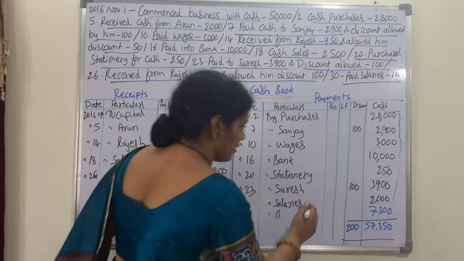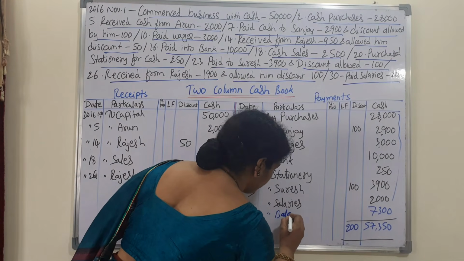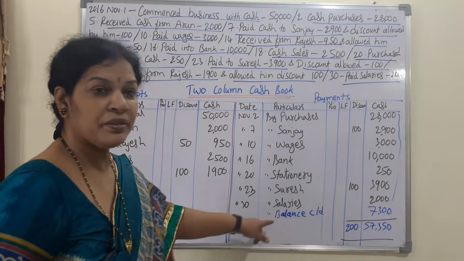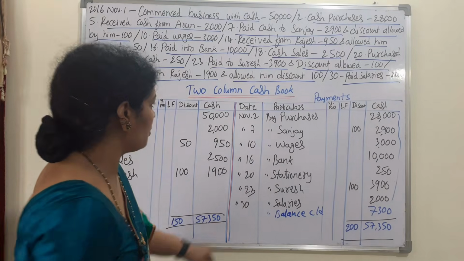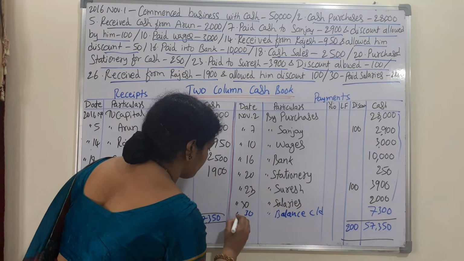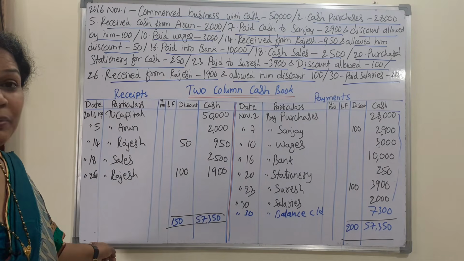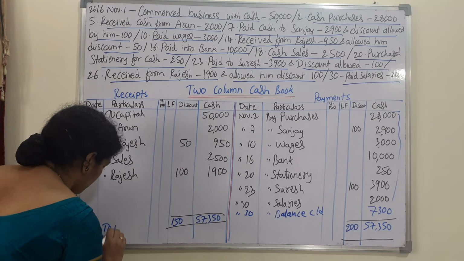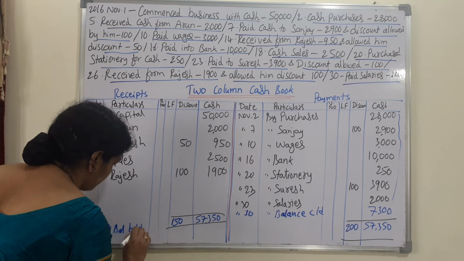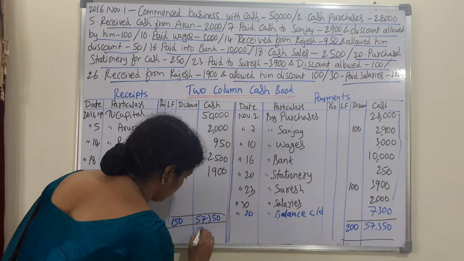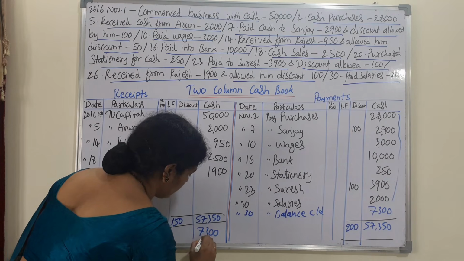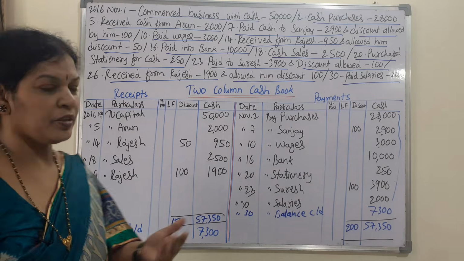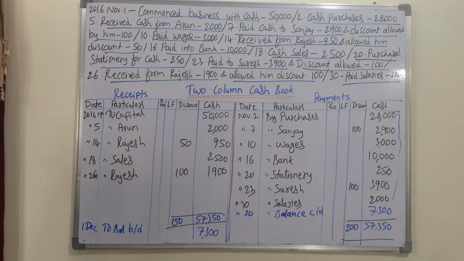So this balance carried down is 7,300. This will be transferred to the next month. So this is on November 30th. Next month will be December 1st. On 1st December, to balance brought down, 7,300. You can take a screenshot or note it down.